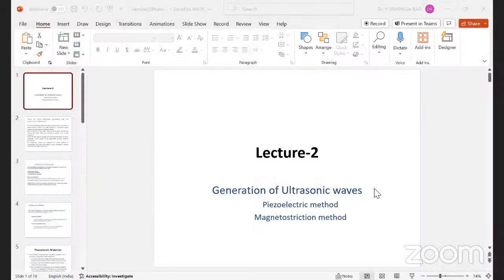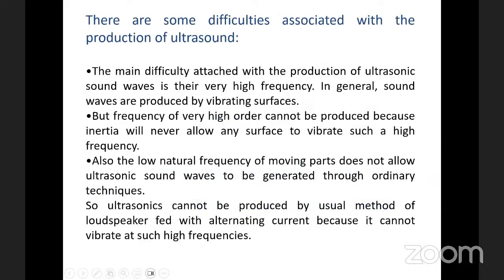Is it clear? Yes, sir. Lecture 2. There are some difficulties associated with the production of ultrasonics. The main difficulty is that about 20 kilohertz ultrasonics has to be produced, means sound waves which can be produced by vibrating surfaces. But frequencies of high order cannot be produced by these sound waves.